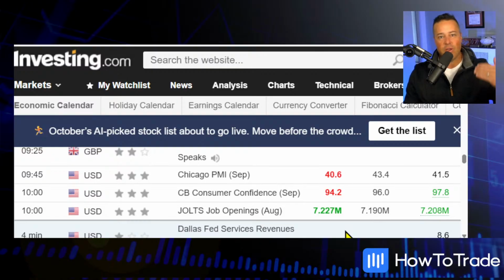A lot of folks argue that JOLTS job openings is a negative market driver because the more openings there is, the more people that are getting fired. I don't know. Half glass empty, half glass full. Very difficult to sort of put our finger on exactly what these numbers mean because there isn't really any huge discrepancies between our expectations and the actual figures.